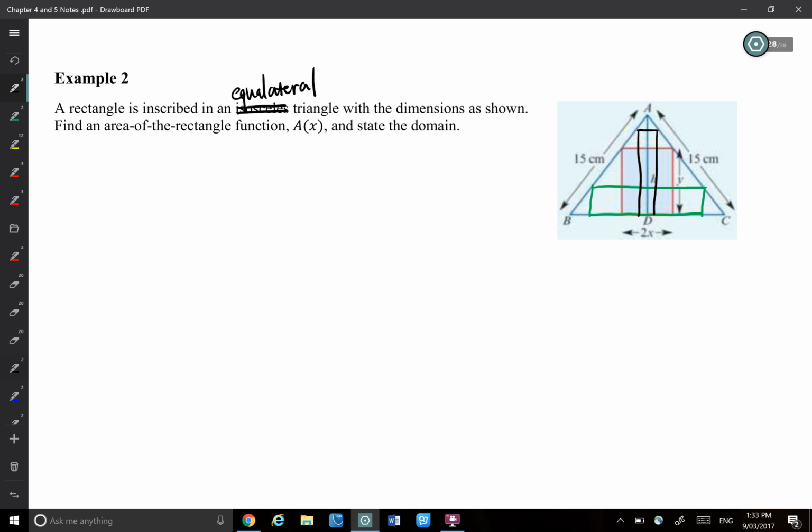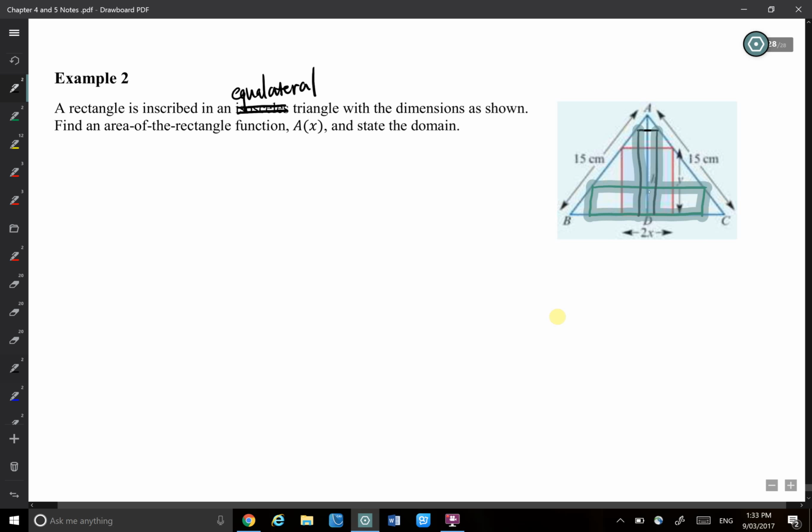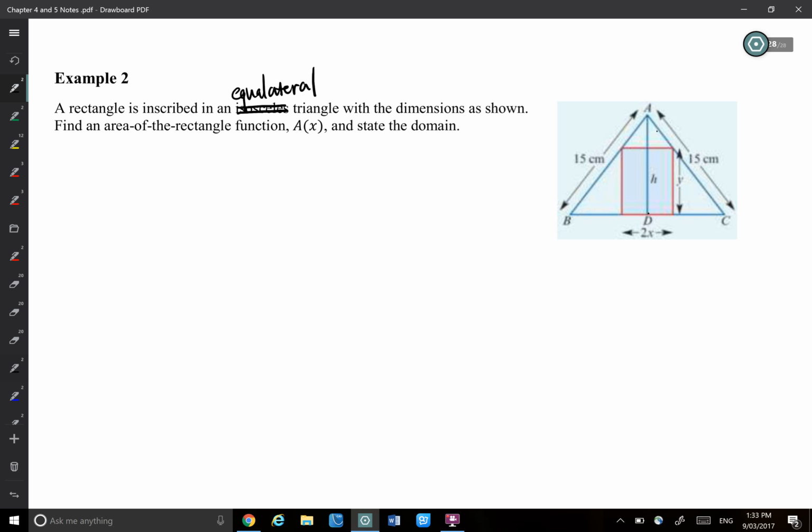I want to find the equation A(x), so the area according to how x changes. What is x? x is half of the length. 2x is the total length and x is half of this. So I want to find the area equation according to half of the length changing.